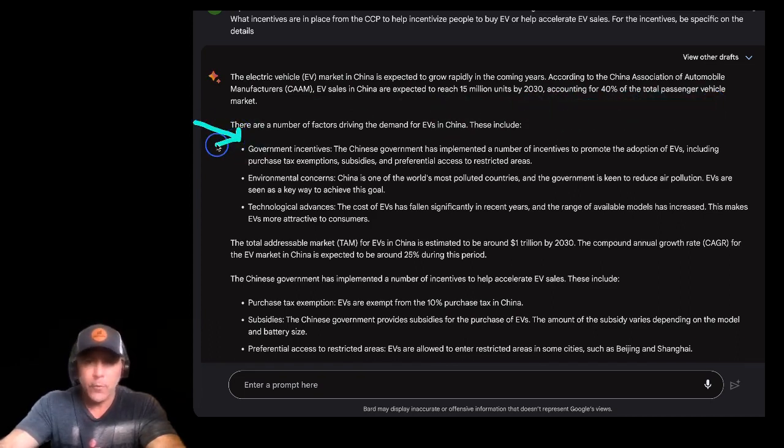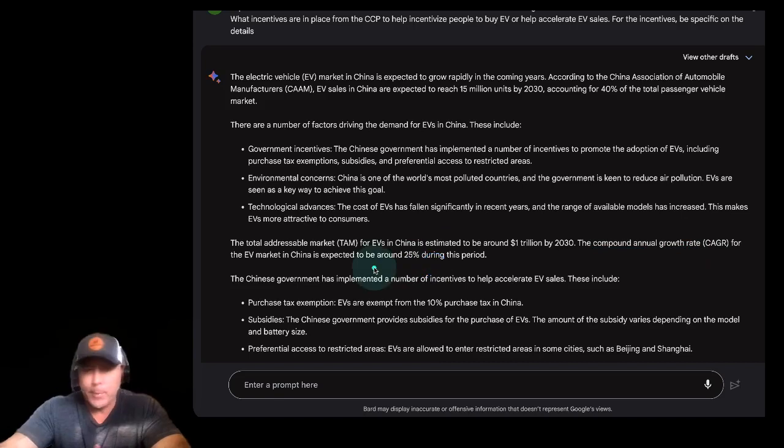So tailwinds, government incentives, just like here in the US, ready? Environmental concerns. If anybody drank the Kool-Aid and is wearing the ESG tattoo, it is China, because it's one of the most polluted countries in the globe. The total addressable market in China is expected to be about $1 trillion by the end of the decade. And then the CAGR, the compound annual growth rate, just think of a batting average, the higher the better, it's 25%. Typically, if you see something around 10%, 11%, 15%, that's ideal, but 25.